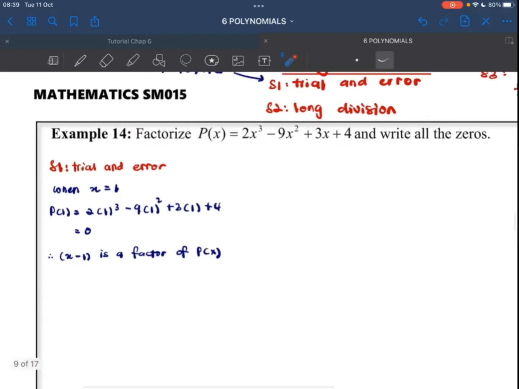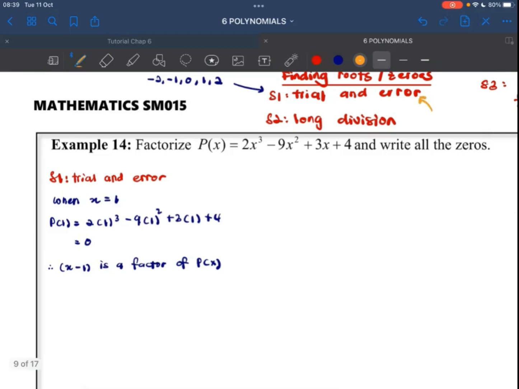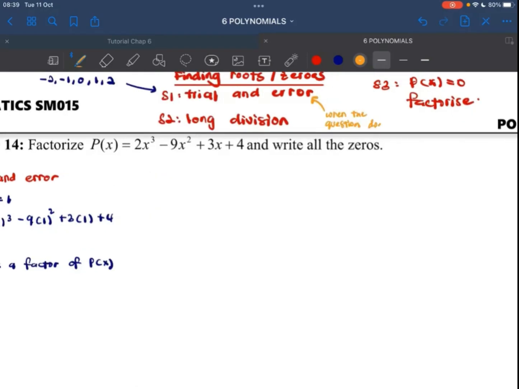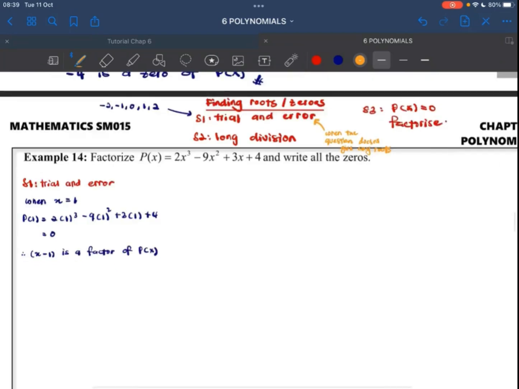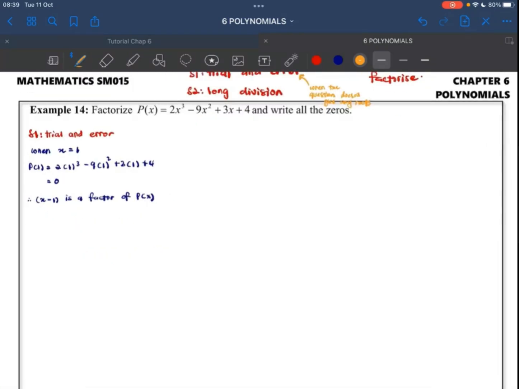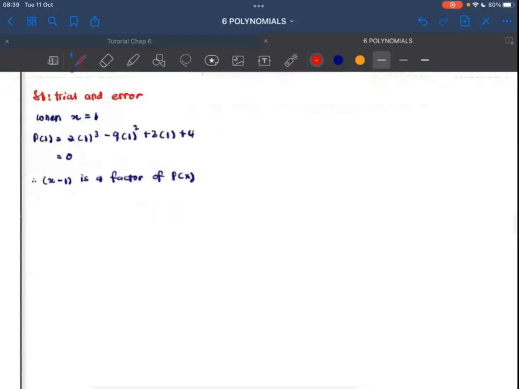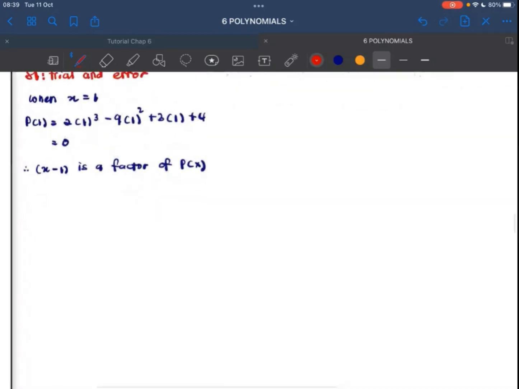So once again, I explain why we have to do trial and error here: it is when the question doesn't give any roots, or factors. Now we already have one of the factors, which is x minus 1. So we proceed to the next step, which is long division.